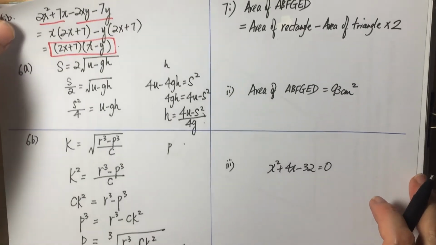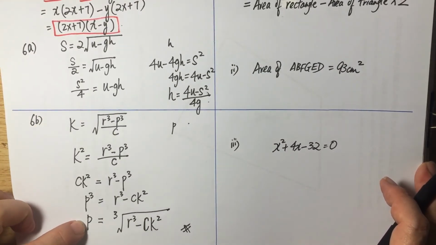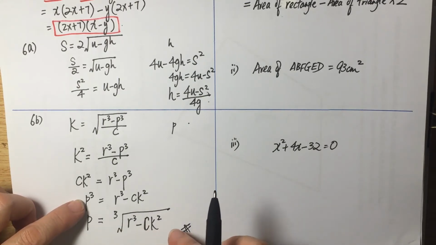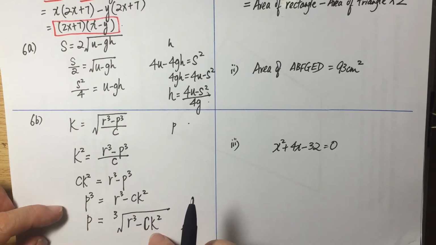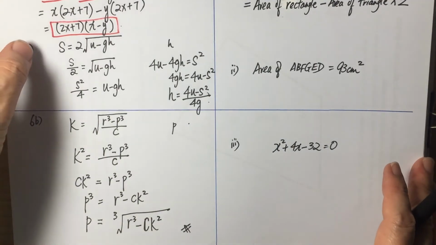Okay, can you see the last step? I want to find p, so I'll take the cube root of this whole thing. So if you make p the subject, this side cannot have any more p.